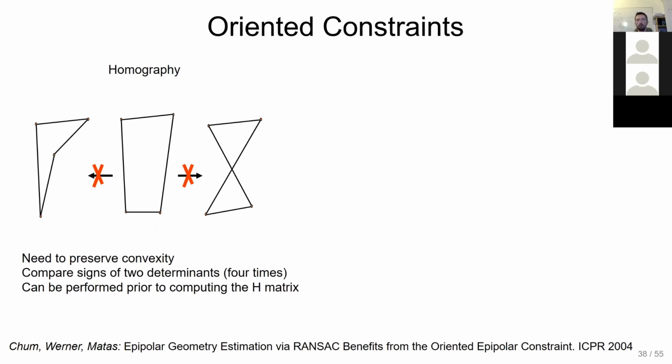So how do we apply those constraints in two-view geometry estimation? For homography, it is simple. The homography only needs to preserve convexity. So you compute a few determinants, you do 4 comparisons, and you can decide whether the sample can be a real-world homography, or whether you can reject it. You can perform this type of test even without computing the homography matrix, which can save you additional time.